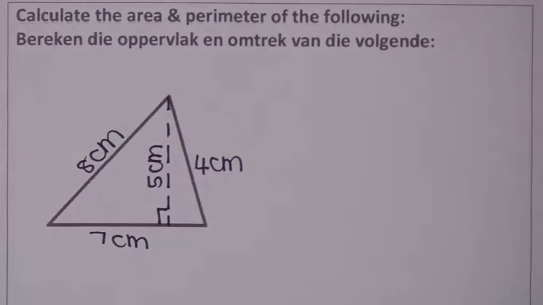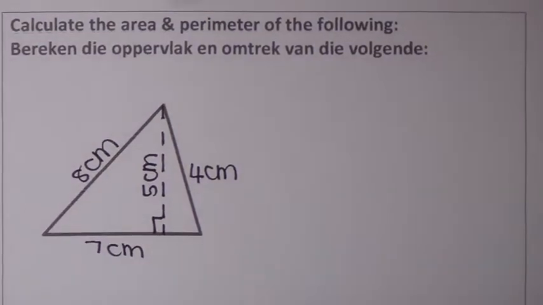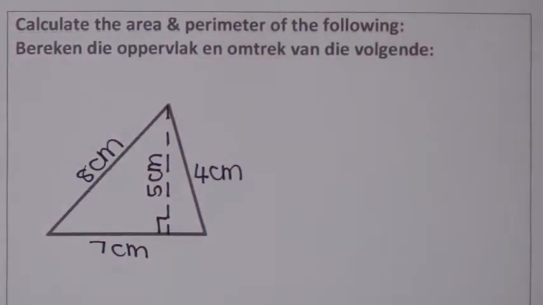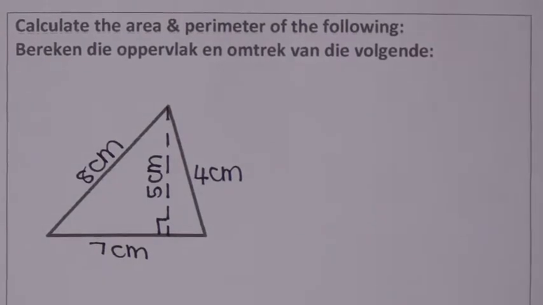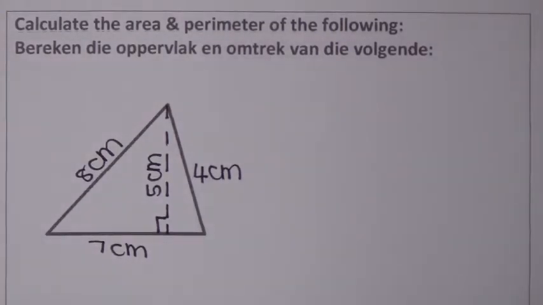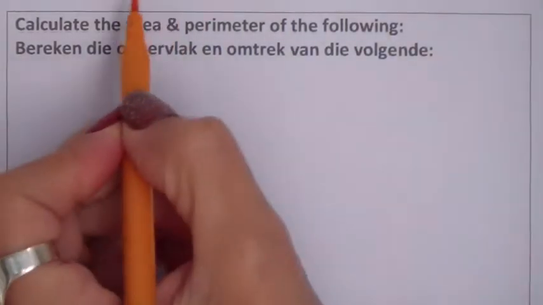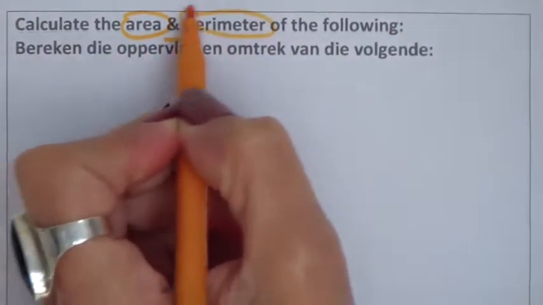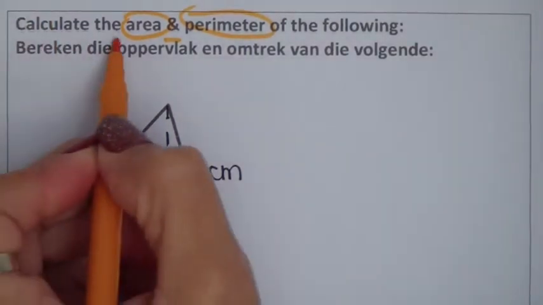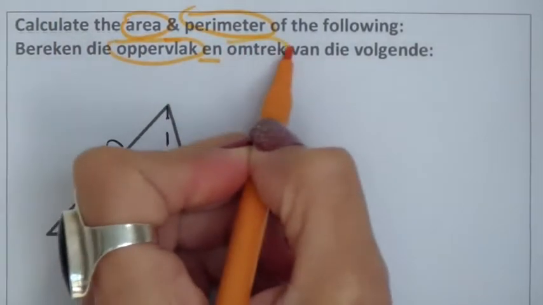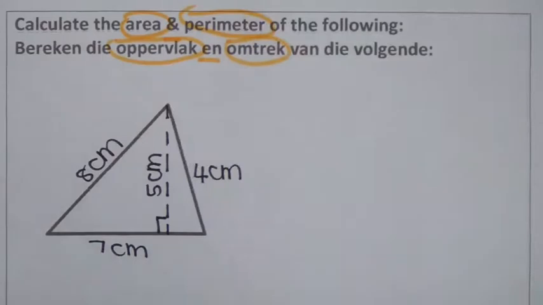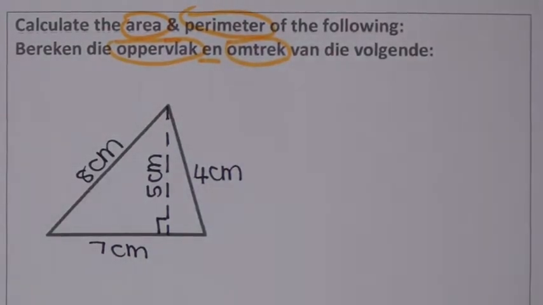Okay, julle, skus. It's 'n klein bietjie afbeweeg. Alright, nou het ons 'n driehoek. Now we have a triangle. Again, they're asking me to work out the area and the perimeter. Hulle vra my weer bereken die oppervlak en die omtrek. Nou sien ek dis 'n driehoek. I see this is a triangle.